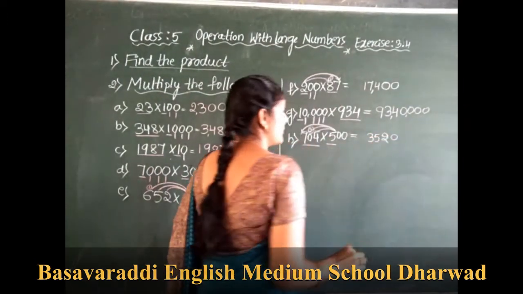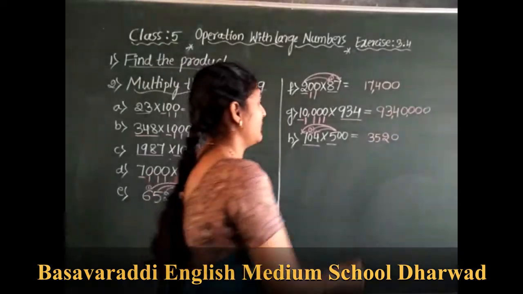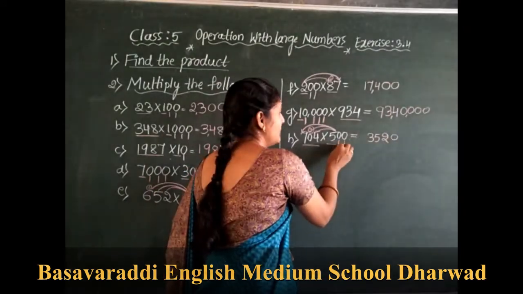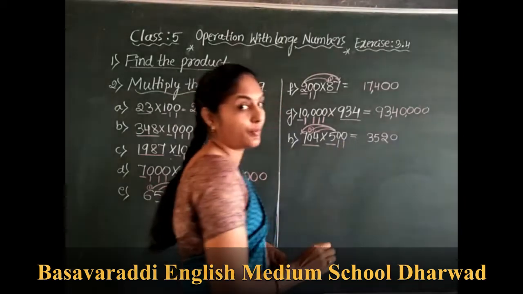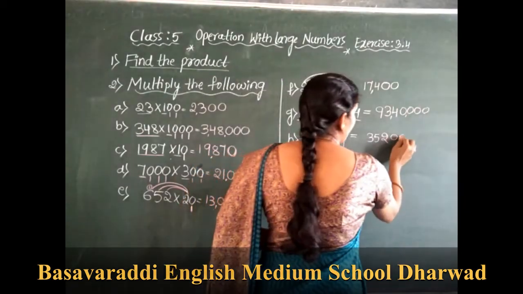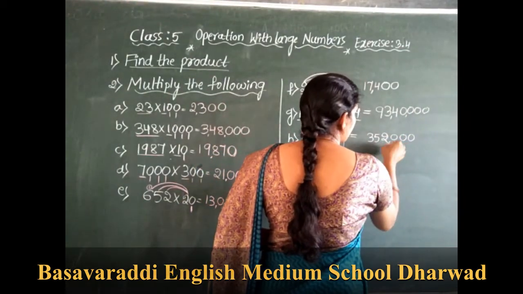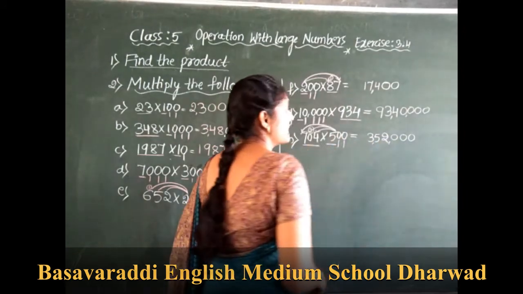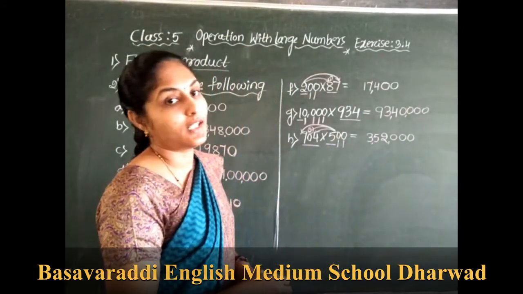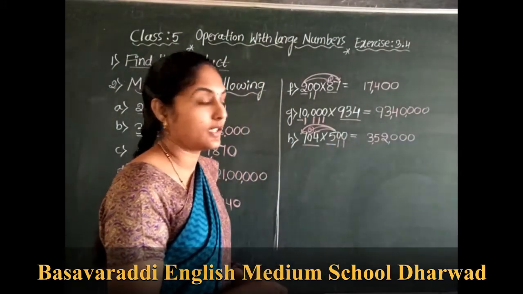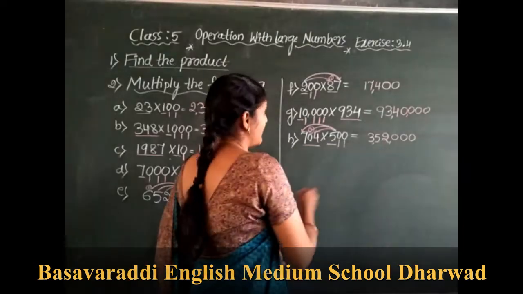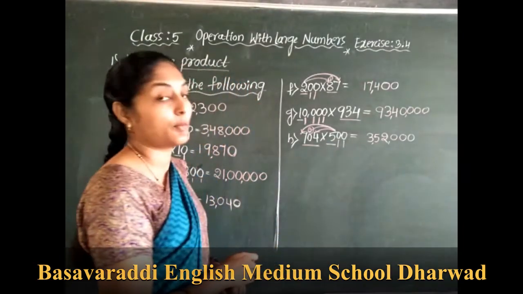Yes, this is the non-zero part we did successfully. And what are the remaining there? The 2 zeros are remaining. So we put the 2 zeros in the second part. What is the number? The 3,52,000. Okay, this is the exercise 3.4.